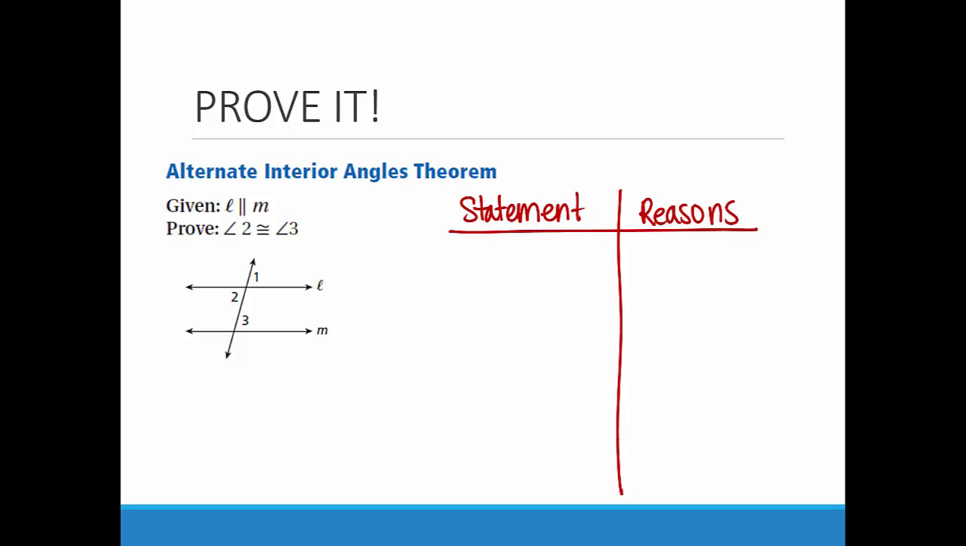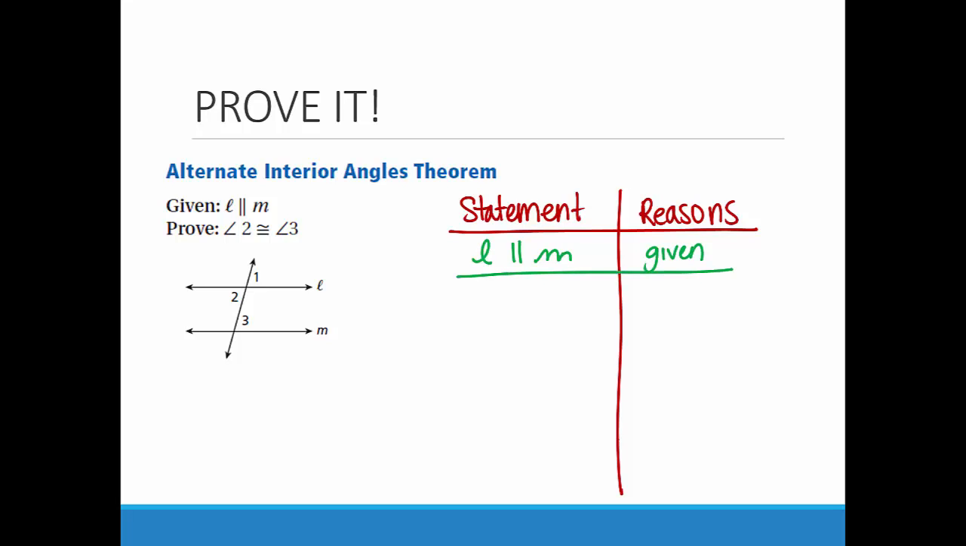So they give us that L is parallel to M, and we are supposed to prove that angle 2 is congruent to angle 3. So we have L is parallel to M. That's a given.